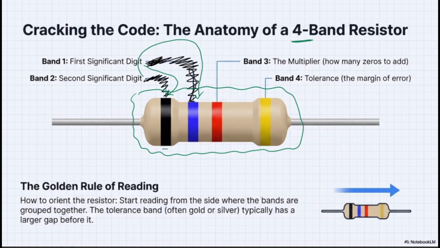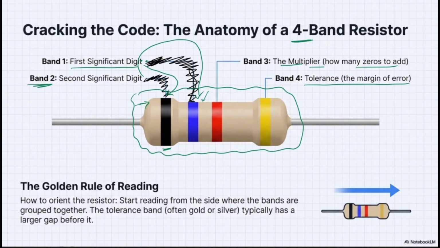We have the first color. We call it the first significant digit. And by the way, this is the first one, it should be that black one over here. And the second band should be this blue one. The second band is the second significant digit. The third band is the multiplier, how many zeros we have to add, and the final band is the tolerance.